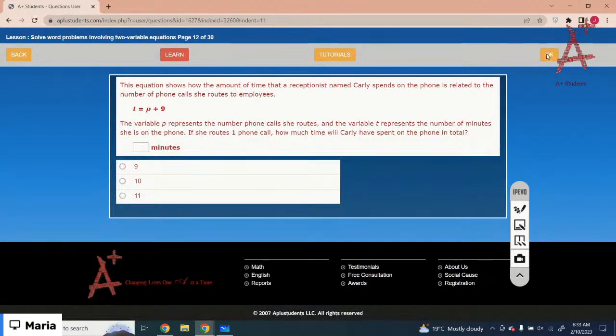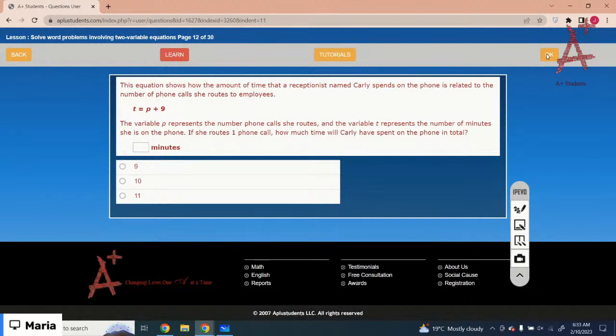Okay, the next one is: this equation shows how the amount of time that a receptionist named Carly spends on the phone is related to the number of phone calls she routes to employees. T equals P plus 9. The variable P represents the number of phone calls she routes and the variable T represents the number of minutes she is on the phone. If she routes one phone call, how much time will Carly have spent on the phone in total?